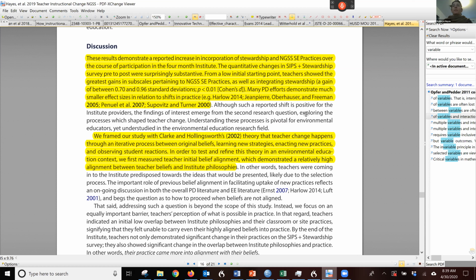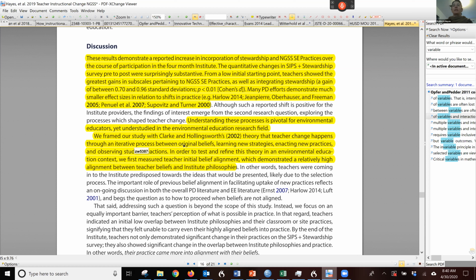So that's kind of it, and then I cite a bunch of literature, actually quite a lot of literature. So I'm saying, hey, RPD is pretty awesome. Now I use that detail, this is fairly uncommon, to then go back to my overall purpose, which I do right here in the last sentence in this paragraph. Understanding these processes is pivotal for environmental educators, yet understudied in the environmental education research field. Now I'm publishing this in environmental education, so I'm making this argument to my audience.